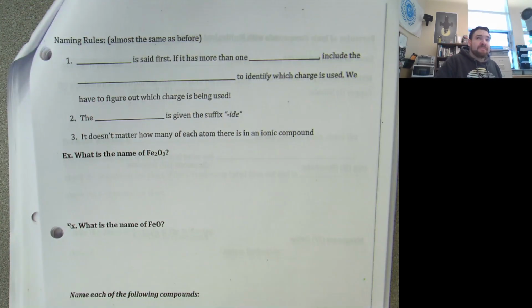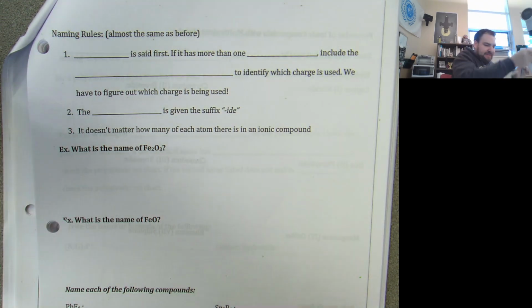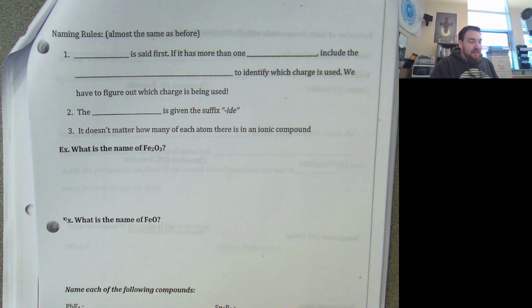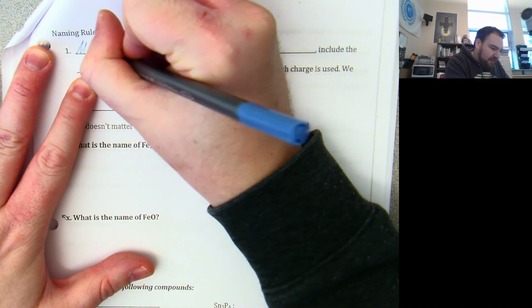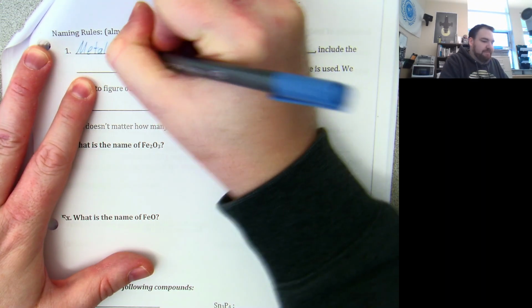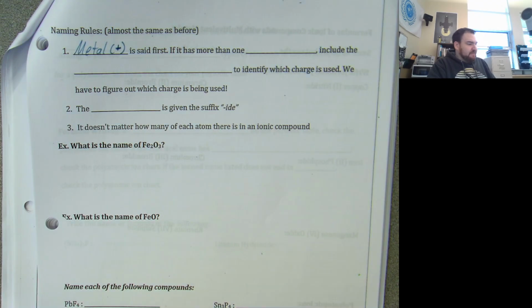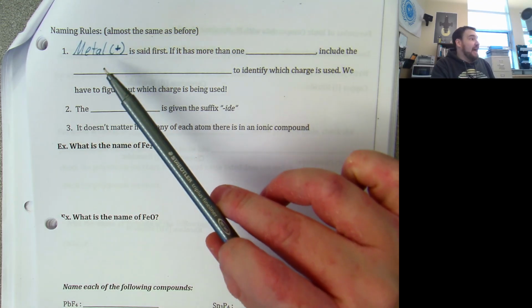Okay. So, naming rules. Here we go. Just like before, and just like with all ionic compounds, the metal, or in brackets, I'll put the positive, is said first. And this is the only one that could have multiple charges. The negative ions all form only one charge, but the positive ones can give up different amounts. So this is the one that could have multiple charges.